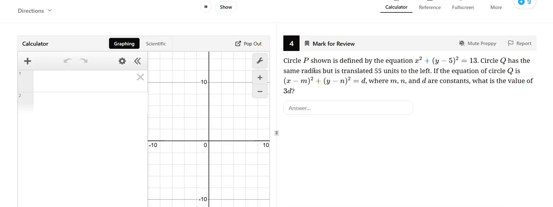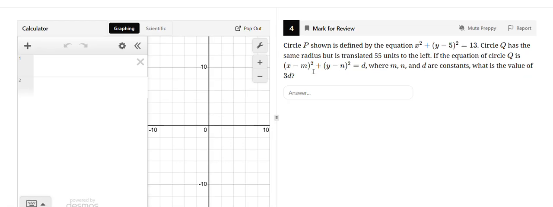Next one. Okay, this question is really easy. You just need to understand the equation of a circle, which I did post a video earlier on, so you can go ahead and check that out. But basically, you can get this answer almost instantly. So it's asking us what's the value of 3D, and the value of D is just this, and circle Q has the same radius. So honestly, I don't even need to read anything else if I just want to get this question right. But let me just read it just in case.